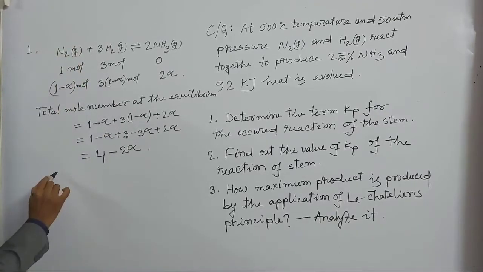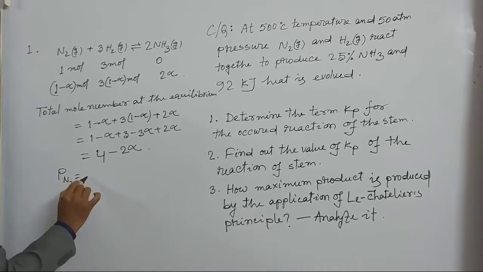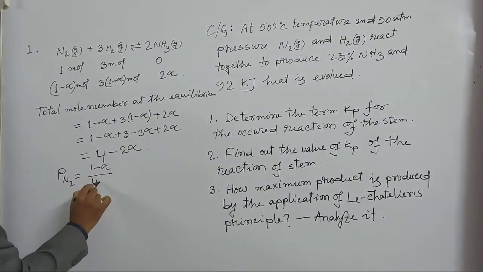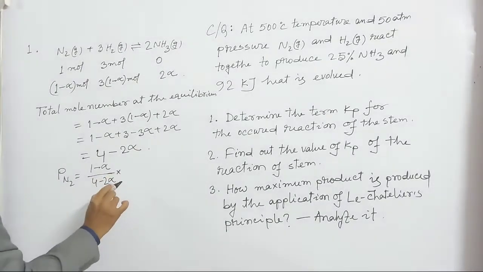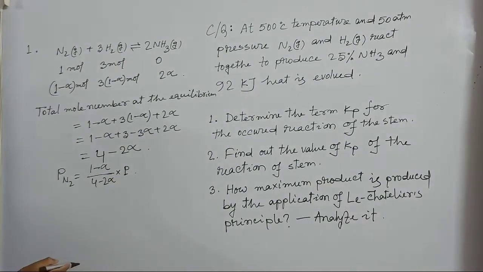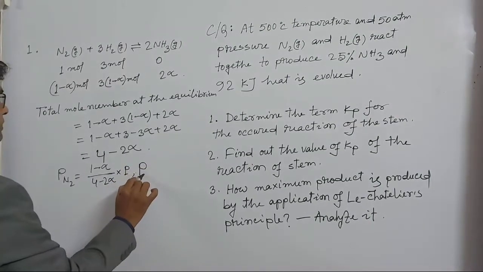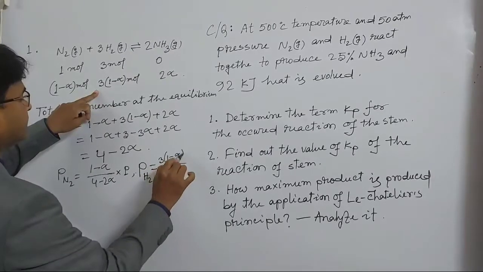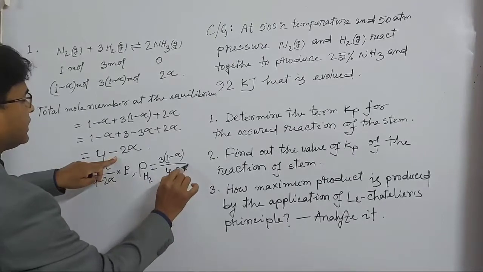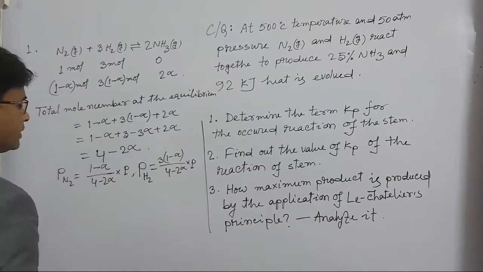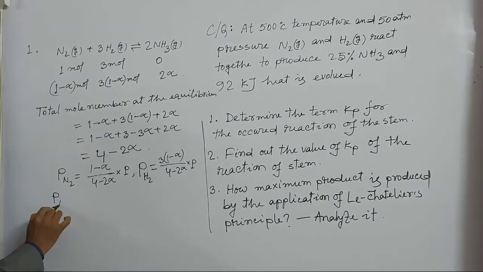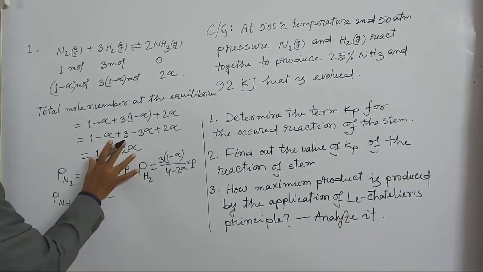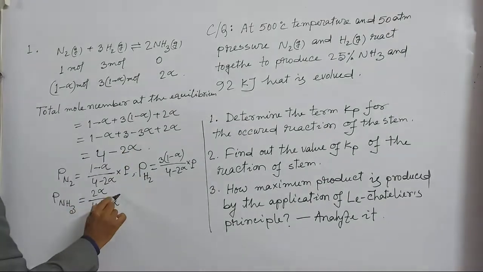Dear students, the partial pressure of nitrogen is equal to the mole number of nitrogen at the equilibrium, 1 minus alpha, divided by total mole number 4 minus 2 alpha, into total pressure P. Let the total pressure be P. The partial pressure of hydrogen is equal to 3 into 1 minus alpha divided by 4 minus 2 alpha into P, where P is the total pressure of the reaction system, and the partial pressure of ammonia is 2 alpha divided by 4 minus 2 alpha into total pressure P.